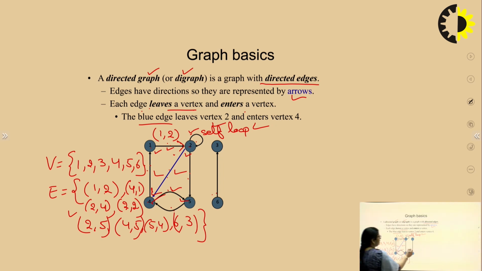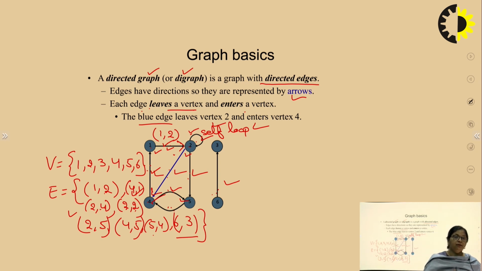For every edge, we have taken one ordered pair. 4, 5 for this, 5, 4 for this, 2, 5 for this, 2, 2 for this, 2, 4 for this, 4, 1 for this and 1, 2 for this. So every edge is one pair. In this particular case, it is an ordered pair.